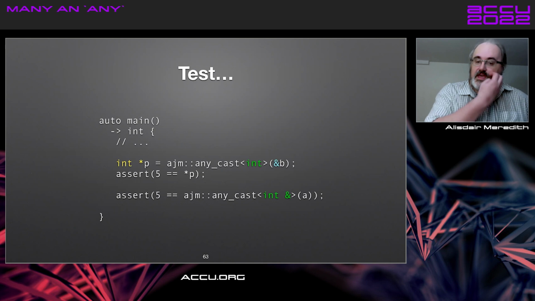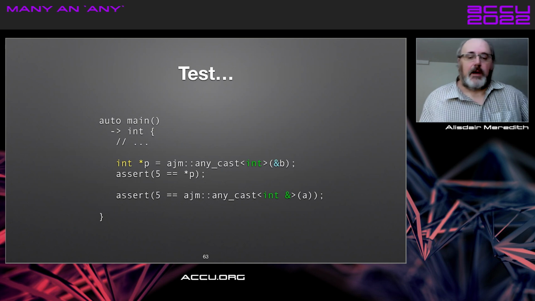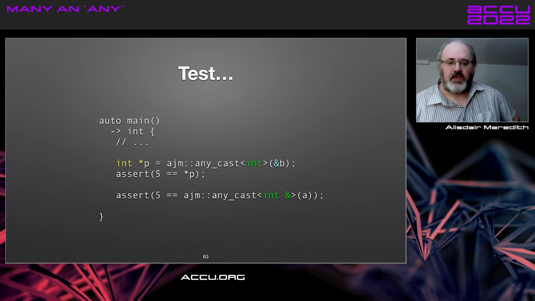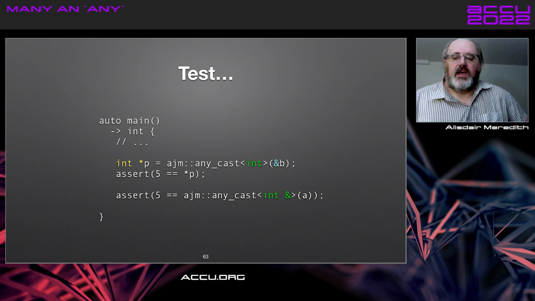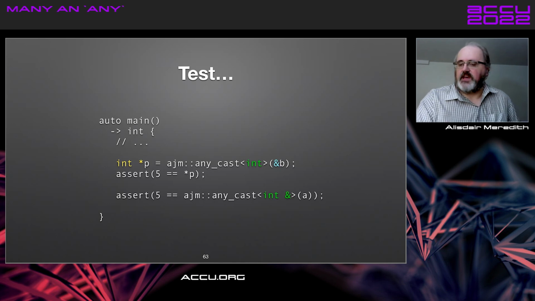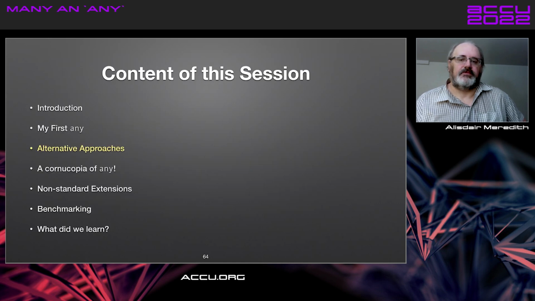So here's our test. Int star p is my any_cast from my pointer, and if I dereference that pointer, I've got the value I expected. And likewise, if I look at the A that I copied from B, it too also has its own copy of 5. So that's our basic implementation of Any.